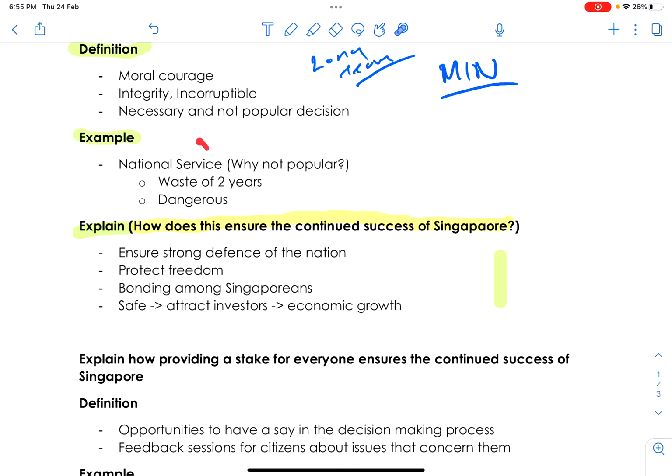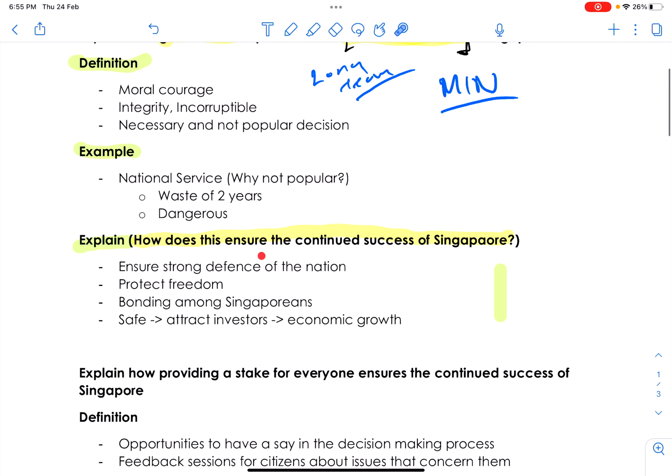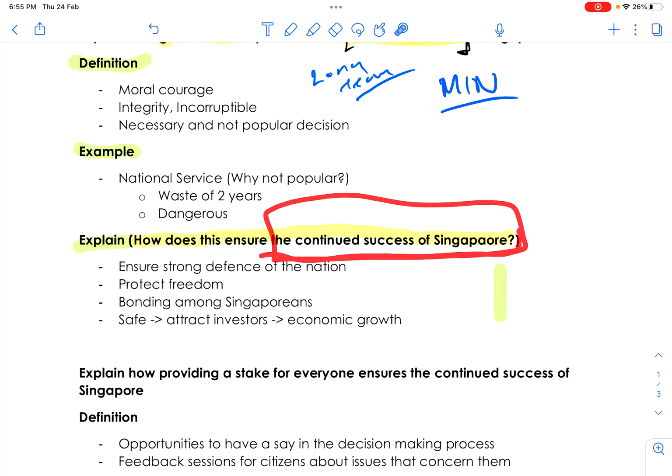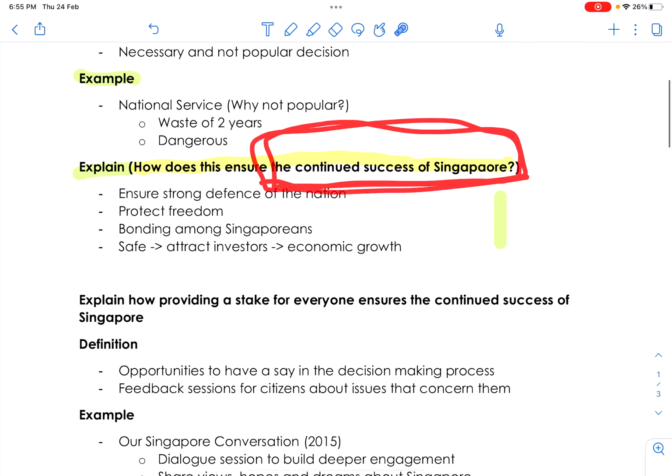All right. Other people may also think that it's dangerous. Why should I send my son to national service, where they can be exposed to a lot of different dangers? So it's dangerous and it's a waste of 2 years. But however, it is still necessary for the continued success of Singapore. So the last part is to explain.